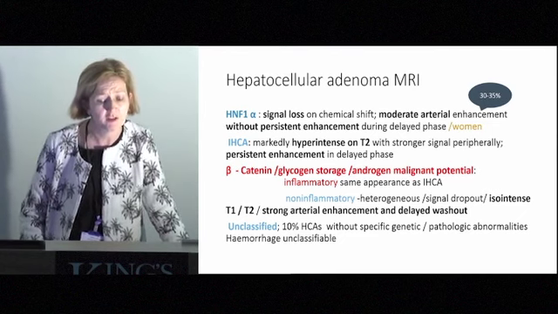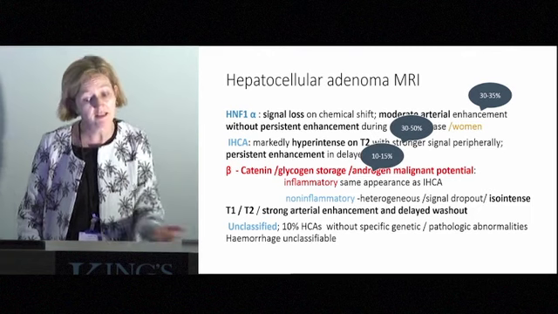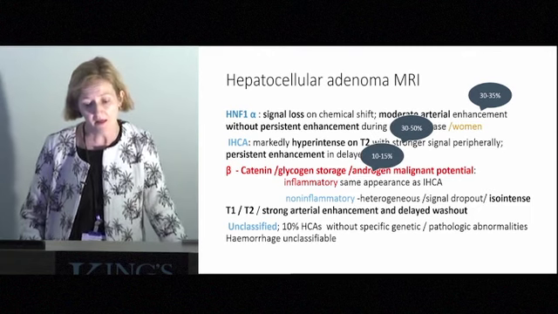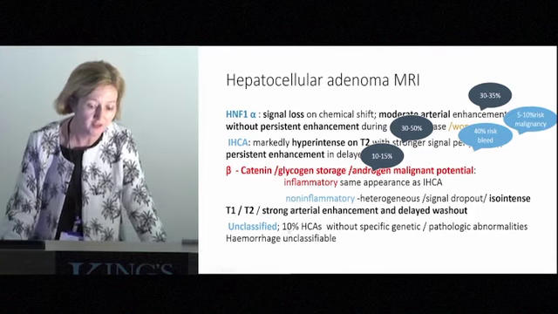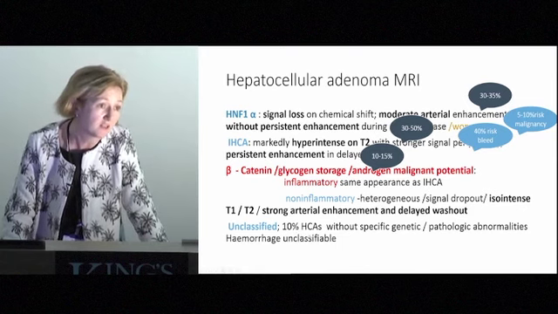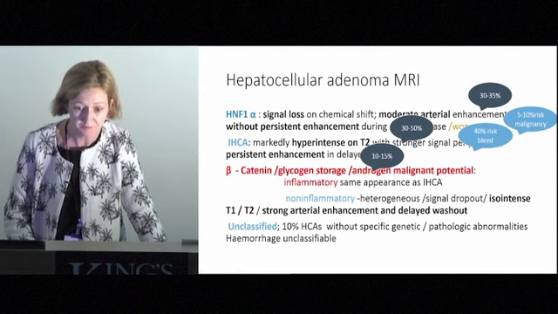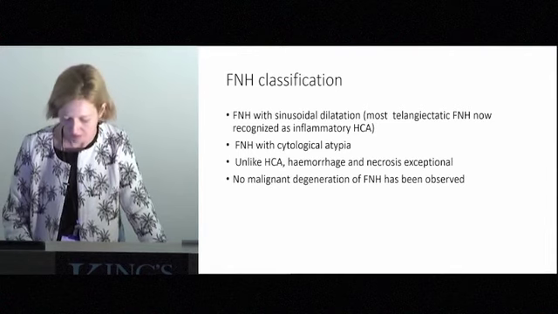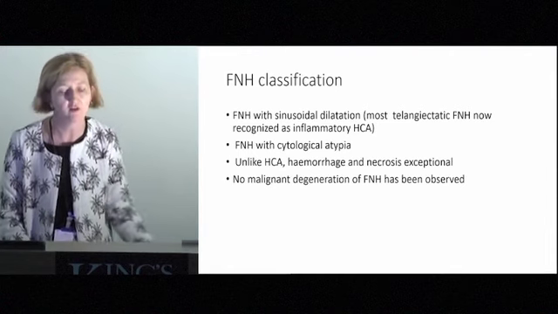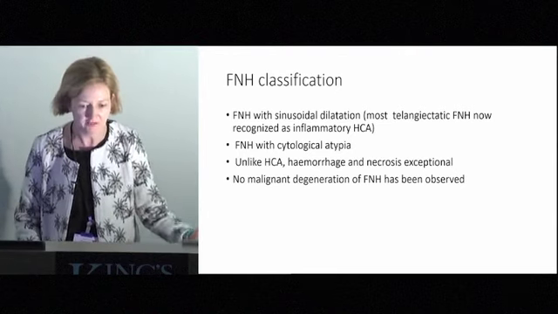HNF1 alpha accounts for 30 to 35% of adenomas. Inflammatories are the most common. The beta-catenin is the one with the malignant potential, and the inflammatories can bleed and the beta-catenins can become malignant. The unclassified accounts for 10%, and it's thought that they may be unclassified because a lot of these have hemorrhaged, and so the imaging characteristics are difficult to work out. FNH has different cellular types as well, just to show that it's not been left behind in its complexity. So again, they'll all have general imaging characteristics, but not every lesion will show them for definite.